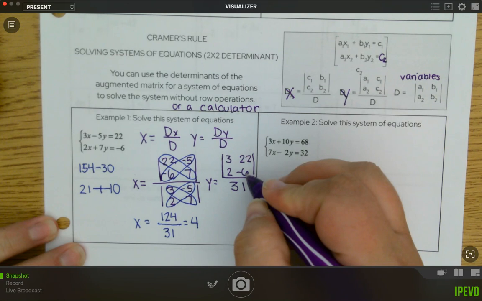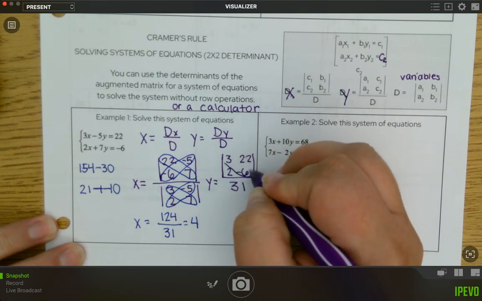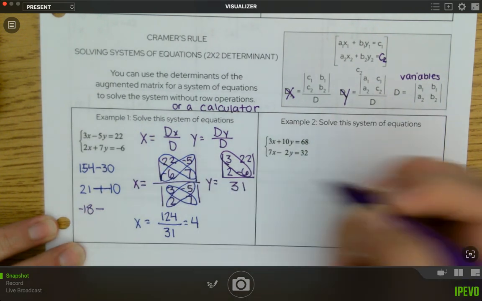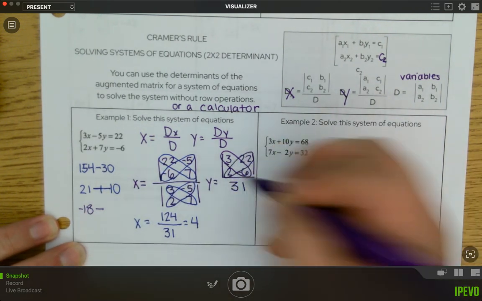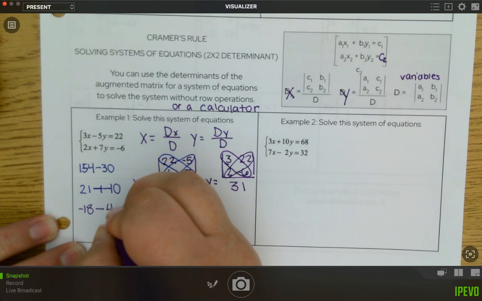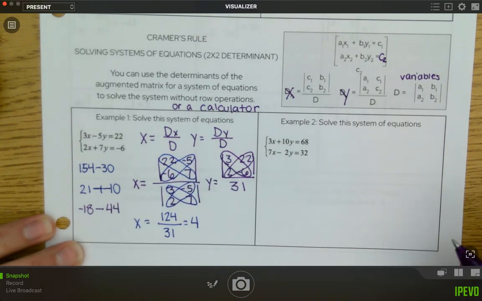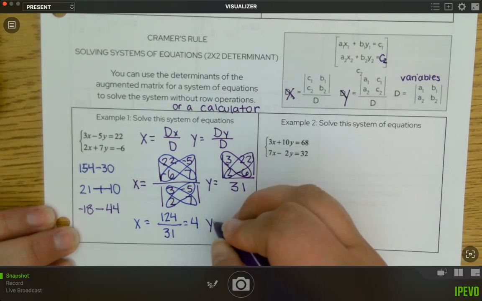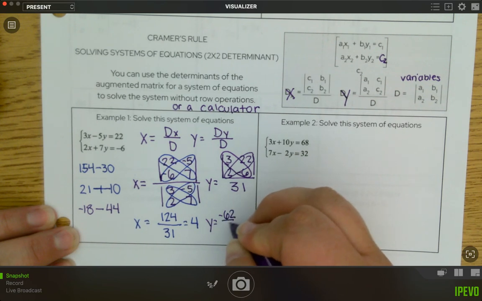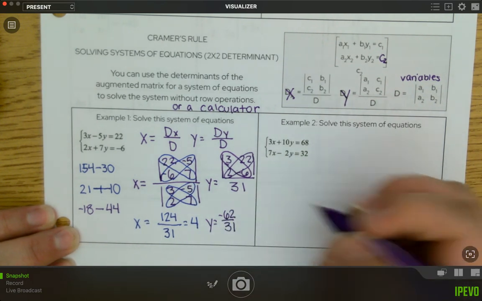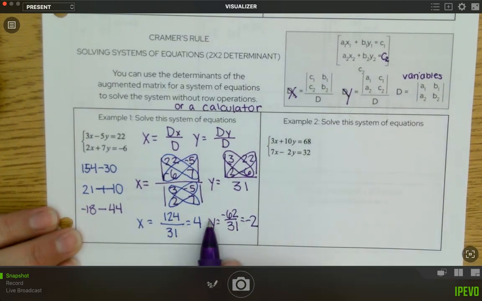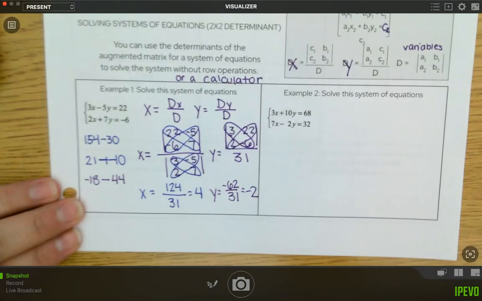If I wanted to do this determinant, I would do 3 times negative 6, which is negative 18, minus 2 times 22, which is 44. And negative 18 minus 44 is negative 62. So y is negative 62 over 31, which is -2. So my answer is x equals 4 and y equals -2.